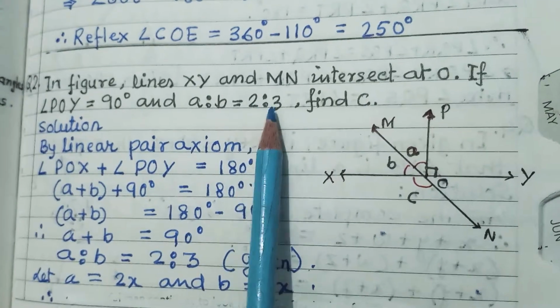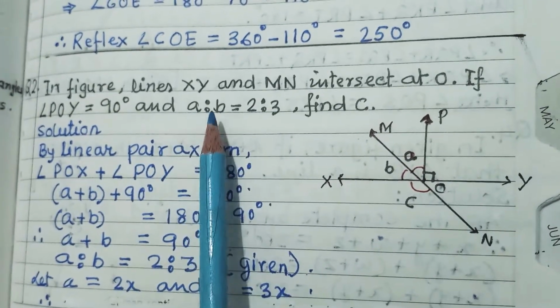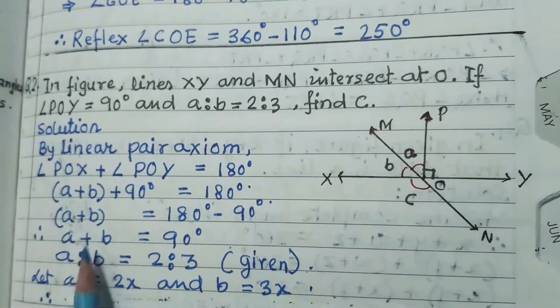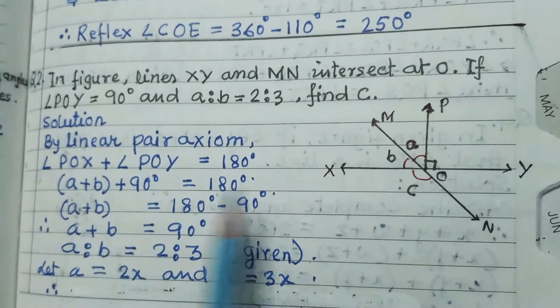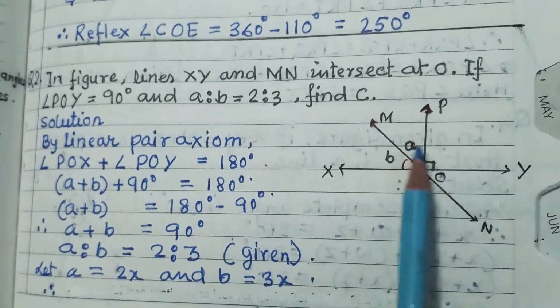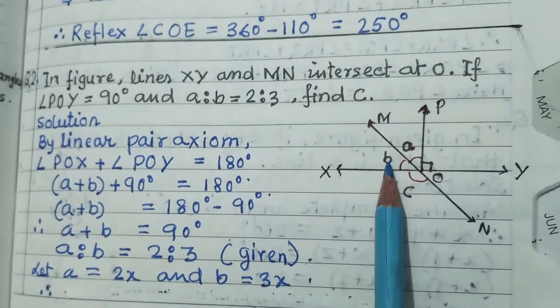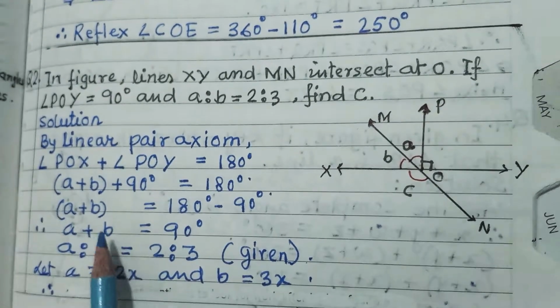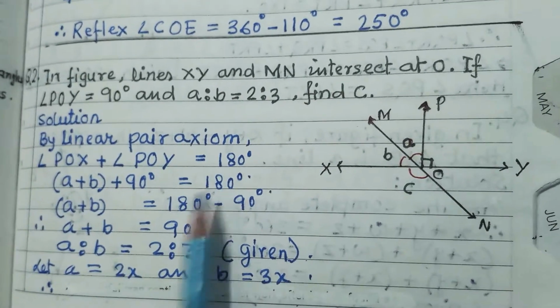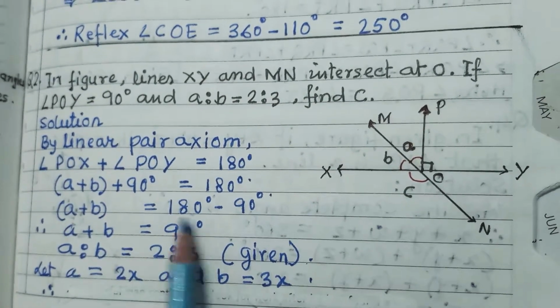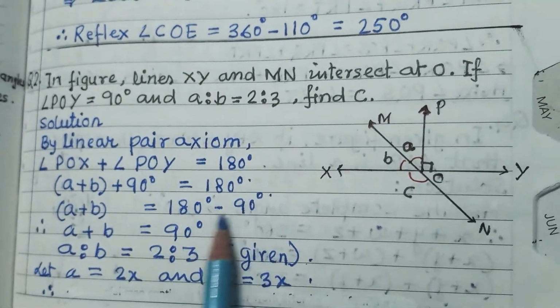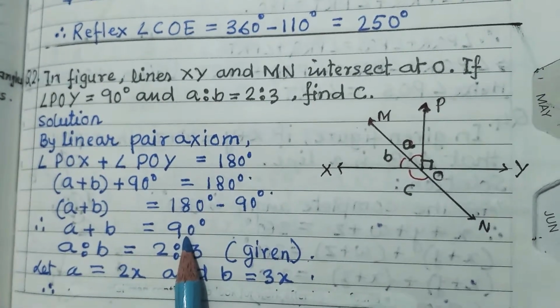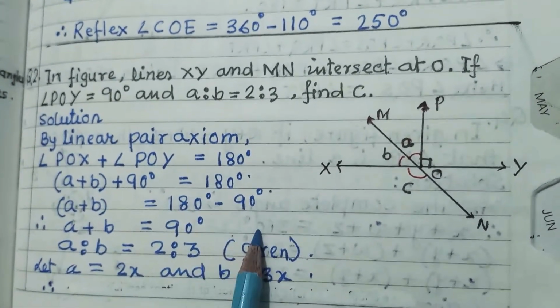So 2x and 3x are a and b respectively. So a plus b plus 90 degrees is equal to 180 degrees. That we have got by the linear pair axiom. Now a plus b plus 90 is equal to 180 degrees, so a plus b is equal to 90 degrees after shifting 90 to that side. Now it is the equation.